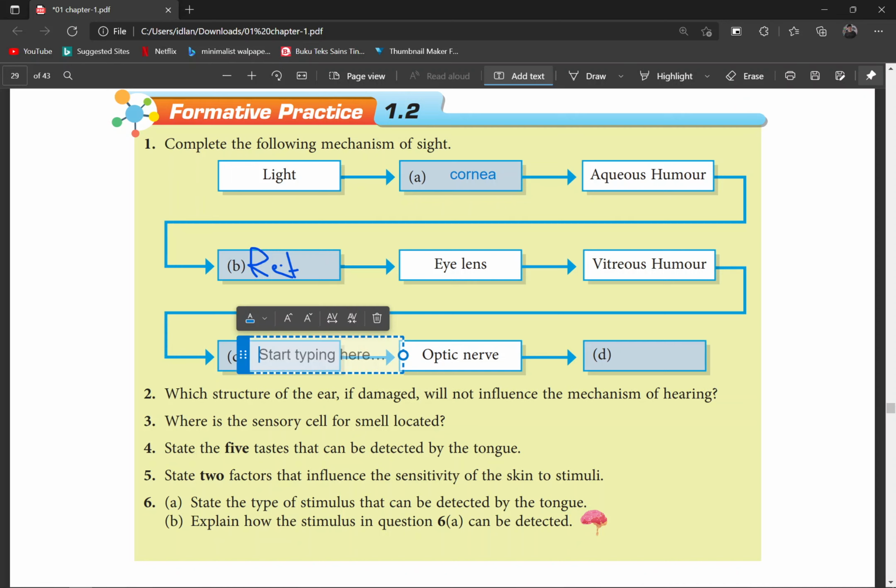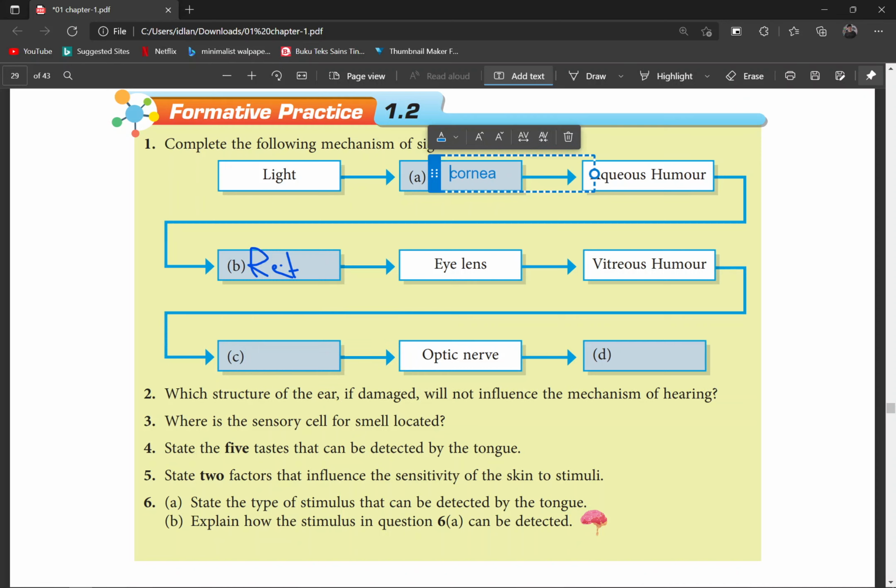pupil. Oh, sorry. It goes to pupil first. I'm sorry. I'm human. I make mistake. Okay, pupil, and then it goes to your cornea.